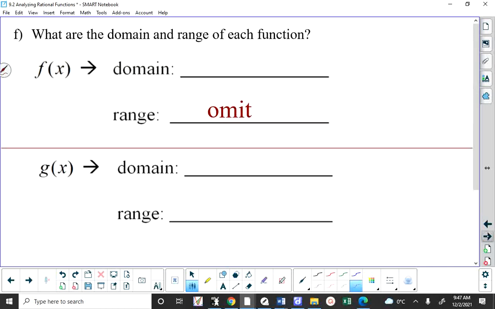So what are the domain and range? I don't even want to talk about the range of f of x. It's unimportant to the lesson, and it's not something we are even going to do. What is the domain of f of x? The domain of f of x is that x is not equal to 2, and the domain of g of x is also that x is not equal to 2 because there's a non-permissible value at 2. Okay. What is the range of g of x?